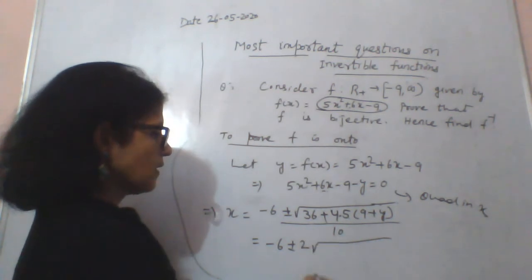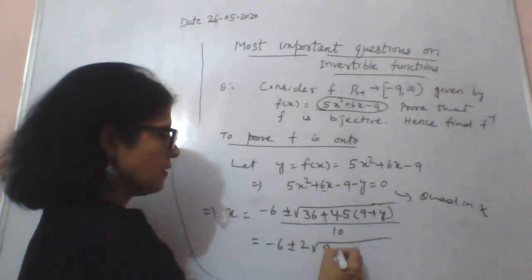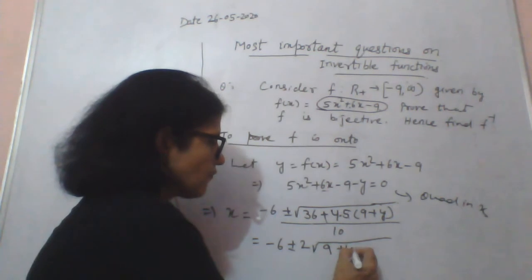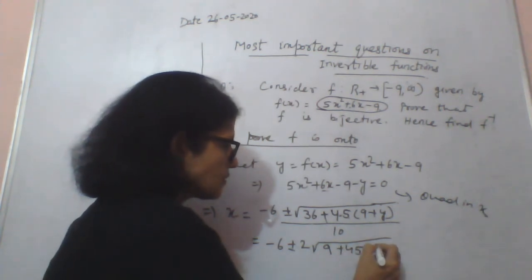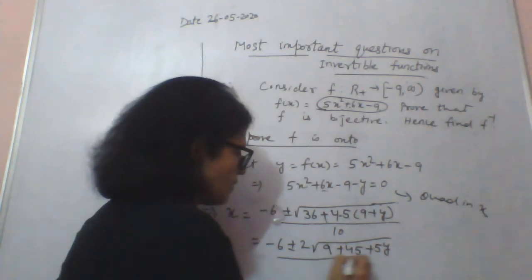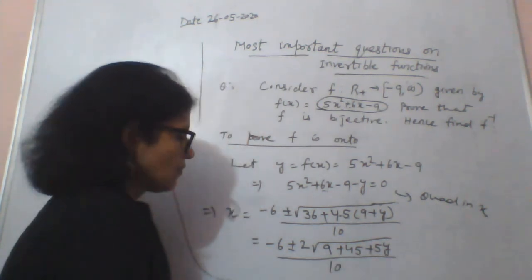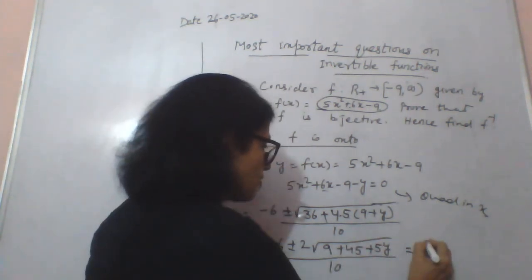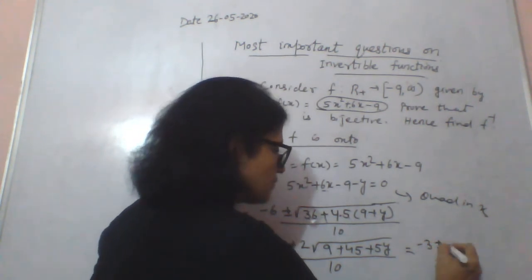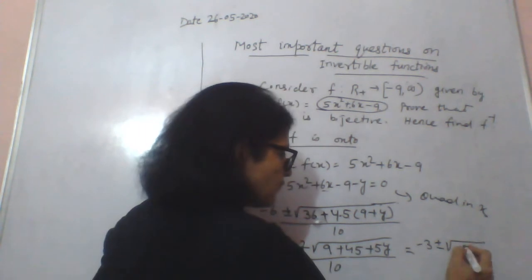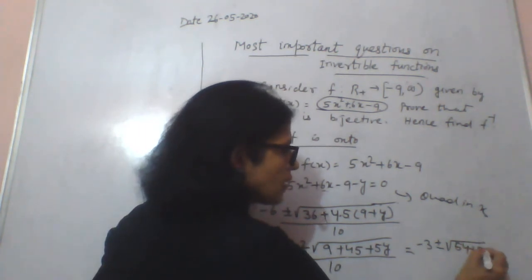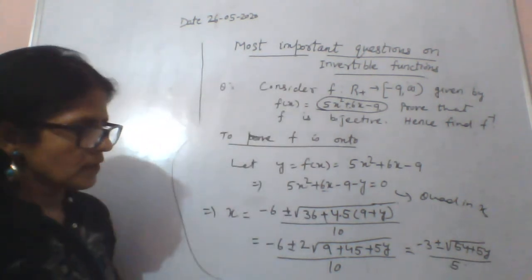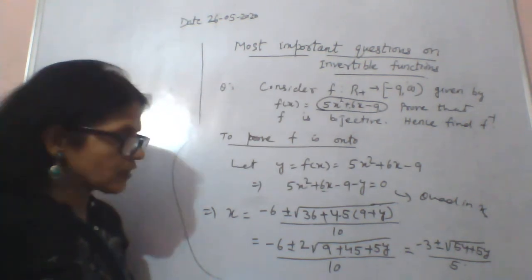It will be 9 plus, so here we have taken this 45 plus 5y, divided by 10. And this is equal to, you can write here, minus 3 plus minus under root 54 plus 5y, divided by 5. Okay, so I hope you are clear, and please check the calculations.